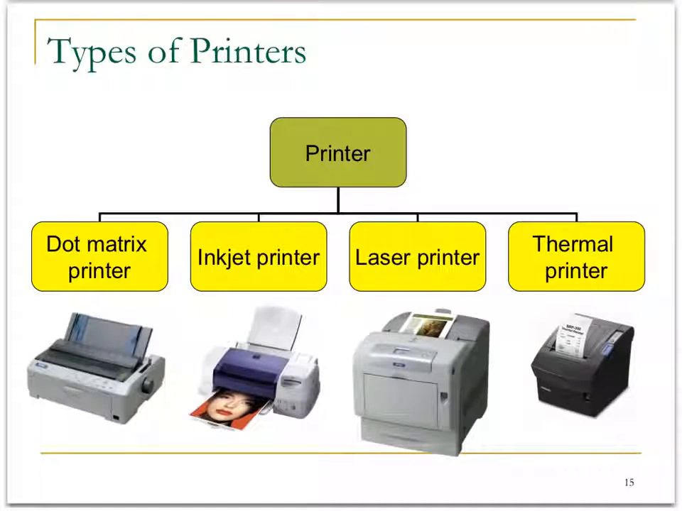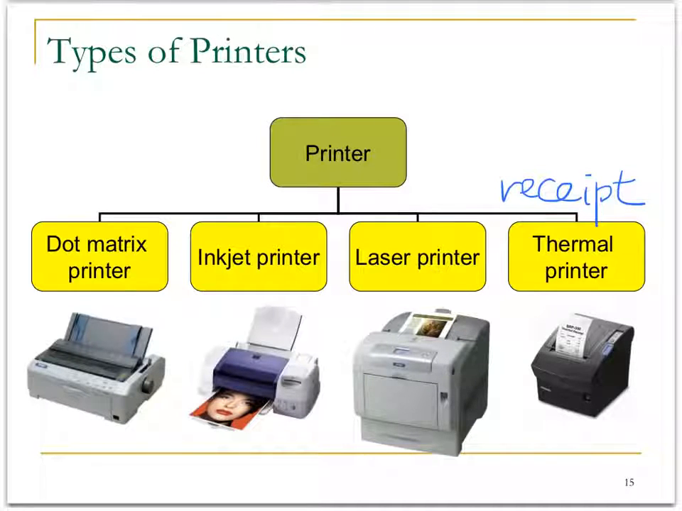These are the main four types: dot matrix, inkjet, laser, and thermal printer. Sometimes we call this the receipt printer. They are usually used in supermarkets. Okay, the first type, dot matrix printer.